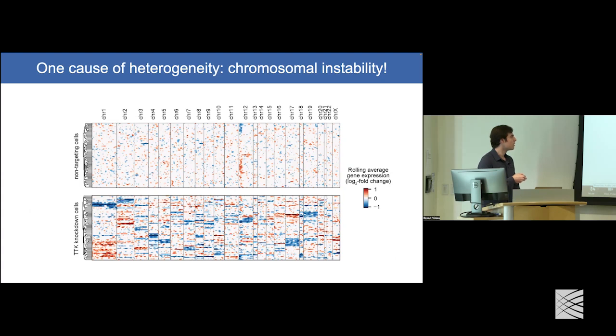Here I'm just showing the gene expression in these non-targeting control cells versus cells targeting this gene TTK, which is a checkpoint kinase, and it's known that when you inhibit it or when it goes away, you accumulate a lot of karyotypic abnormalities. And so you can really see that every one of these cells has a very different transcriptional profile when you look at it across the genome. But every one of these cells has also gained or lost at least one chromosome and sometimes more.